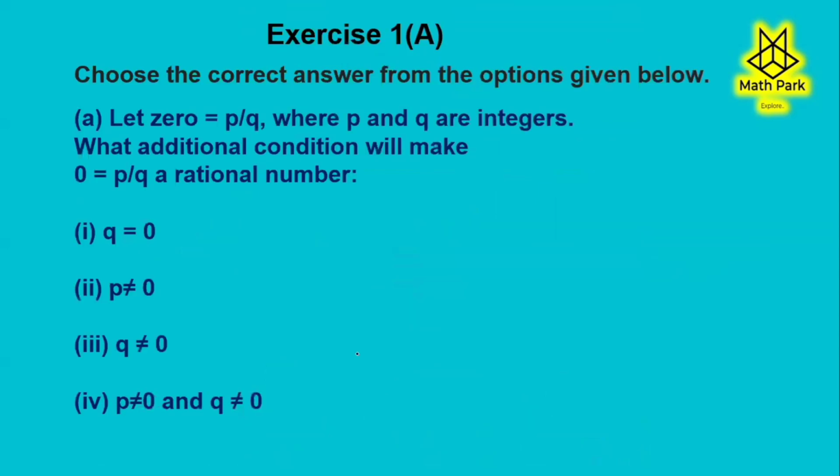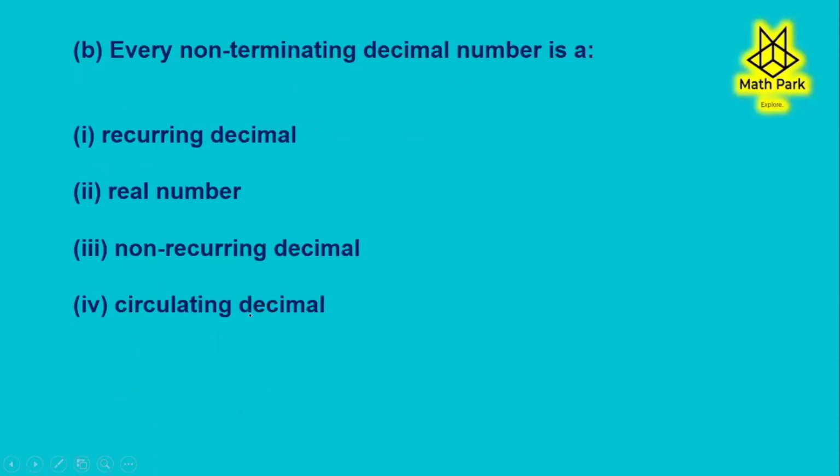So we start with exercise 1A. Choose the correct answer from the options given below. Let x is equal to p by q, where p and q are integers. What additional condition will make p by q a rational number? So we know that a rational number is any number which can be expressed in the form of p by q, where q cannot be 0, the denominator cannot be 0. So this is the additional condition for this to be a rational number.